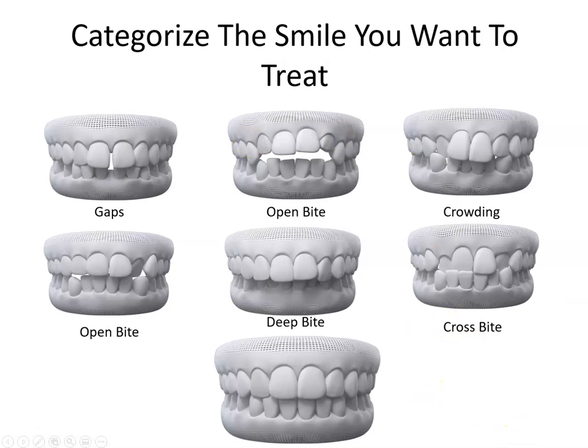Now, moving forward, now that we know what all of these are, you can stop the video and take a picture. There's gaps, there's an open bite, there's crowding. This is an open bite with crowding. The teeth aren't coming together. This is a deep bite and this is a cross bite. In all of these, we want to move to this final destination.